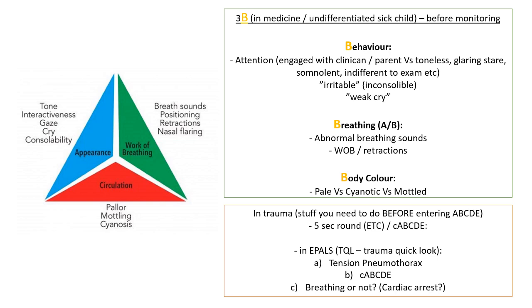And if you're also, like me, going to do the European trauma course, then you have something similar called the 5-second round. In the 5-second round, you are checking the behavior of the patient, the breathing of the patient, the body color of the patient, and the pulses and the perfusion of the patient. So it's very much the same kind of thing. In trauma, of course, are there any big C problems? Are there any big breathing problems? Is there any cardiac arrest? Or are there any big A problems? And yeah, that's kind of the same thing.